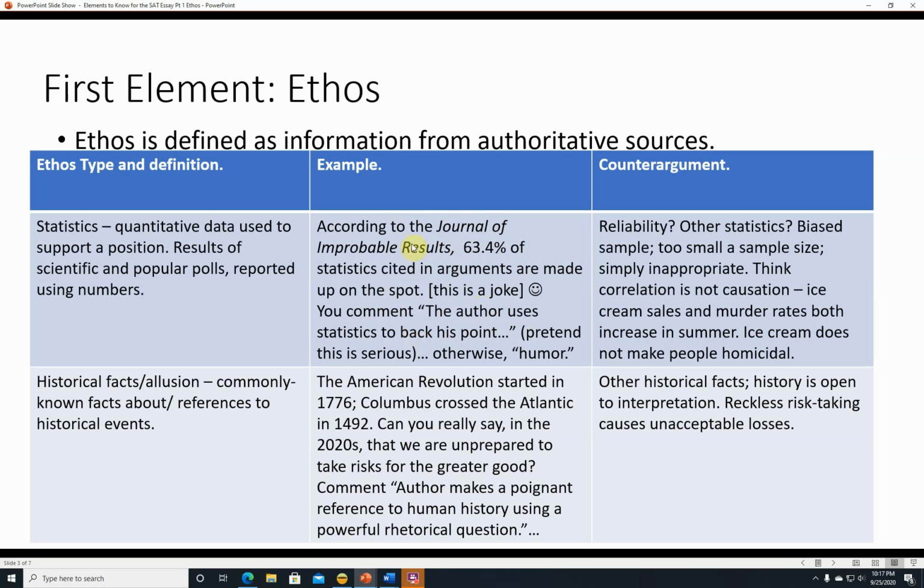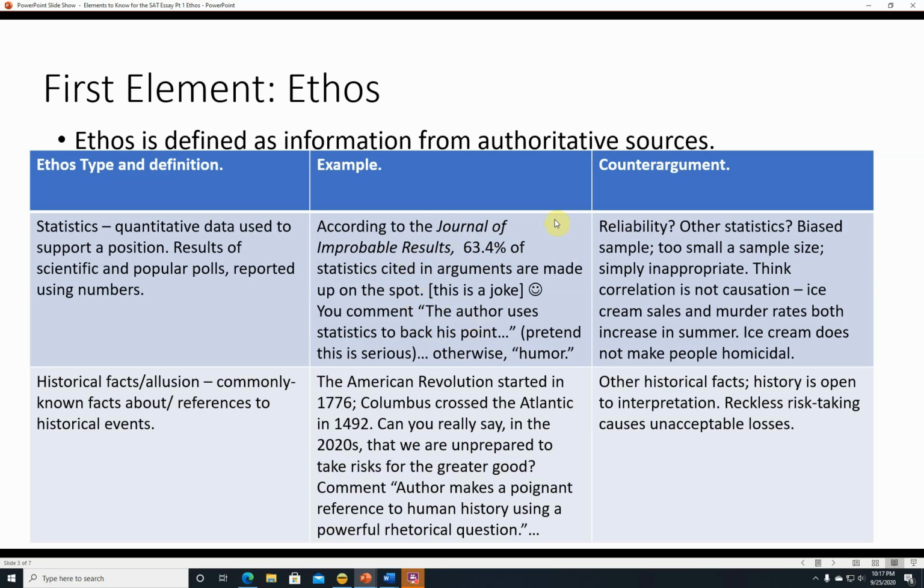If they said, okay, obviously the Journal of Improbable Results doesn't really exist, and 63.4% of statistics cited in arguments are made up on the spot by the person citing them. Obviously, that's a joke as well, so that would be humor. But assuming this were serious, you'd say, okay, the author uses statistics to back his or her point.